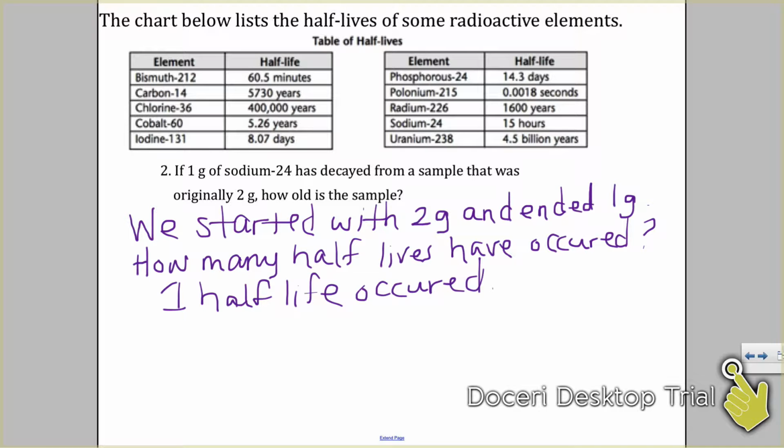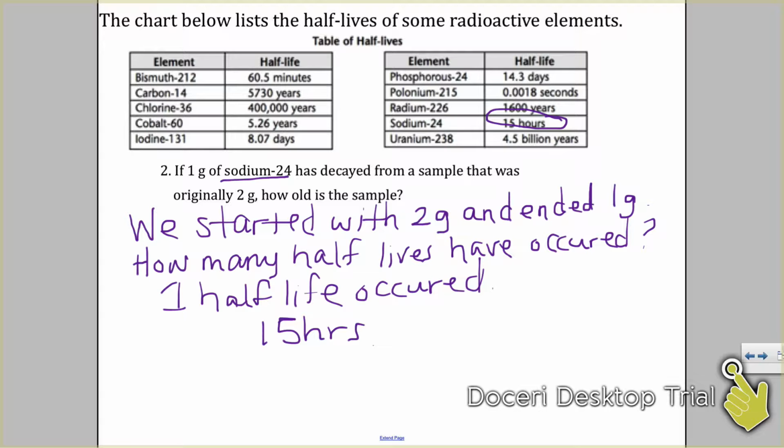How much time is one half-life, Patrick? 15 hours, because when we look at it, we're looking at sodium 24. So to find sodium 24, sodium 24's half-life is 15 hours. So 15 hours is the age of the sample. Got it? Any questions for that?